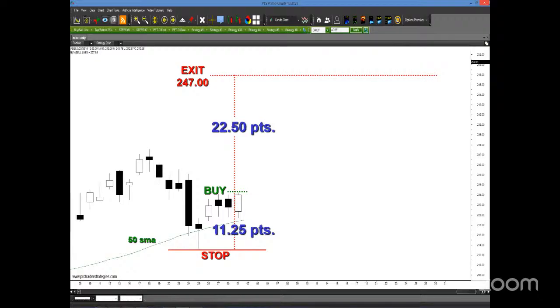Now, all of this is done and should be done prior to even entering into the trade. This is what professional trading is about. These are the way professional traders trade. They know where they're getting out if they're wrong. They know where they're getting out if they're right. They know where they're entering even before they are in the trade. That's the way professional traders trade.